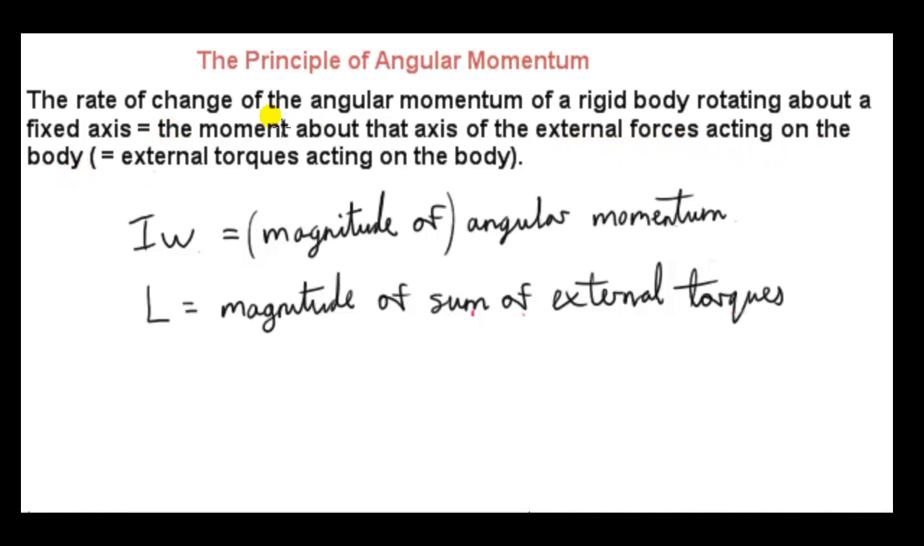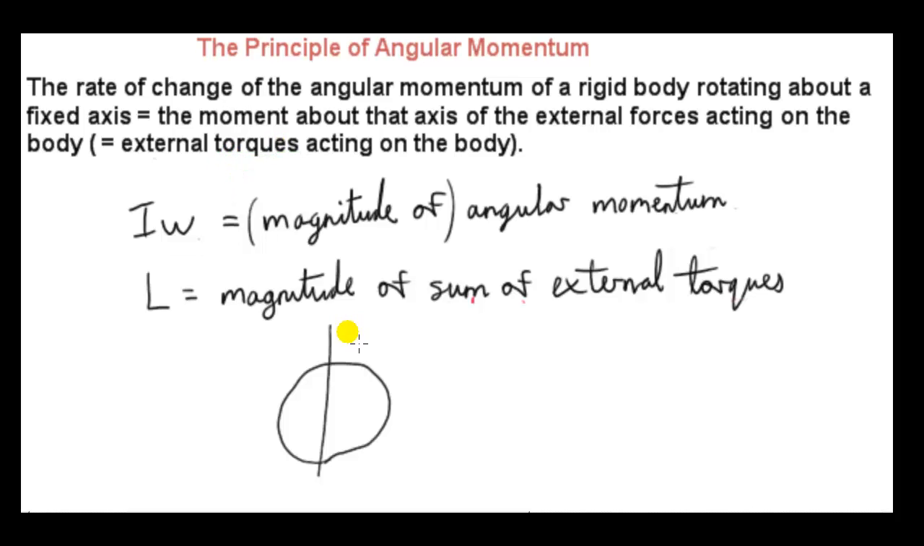Now, the right hand side of this equation could be rewritten as equals external torques acting on the body. So we saw in the section on statics that the moment of a force about an axis is known as the torque. Okay, so I'll keep using this terminology. I'll keep referring to the moments of the forces as torques from now on. Okay, so let's try to understand this principle.